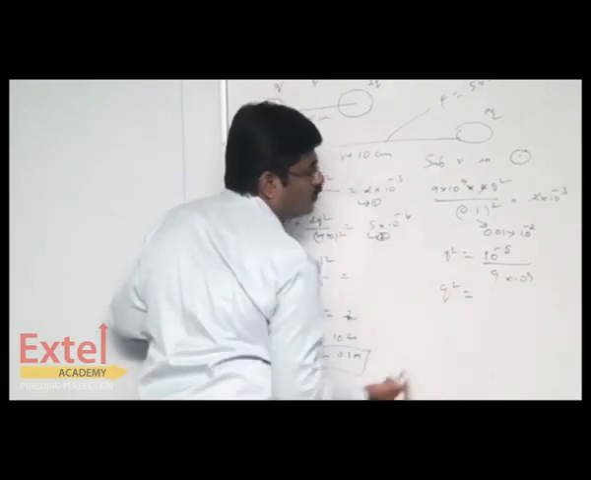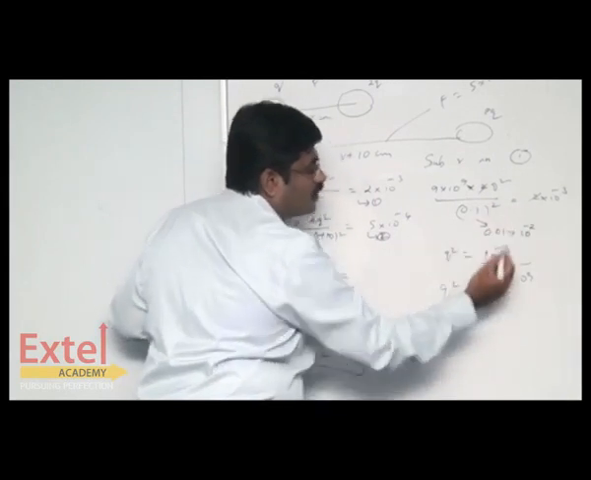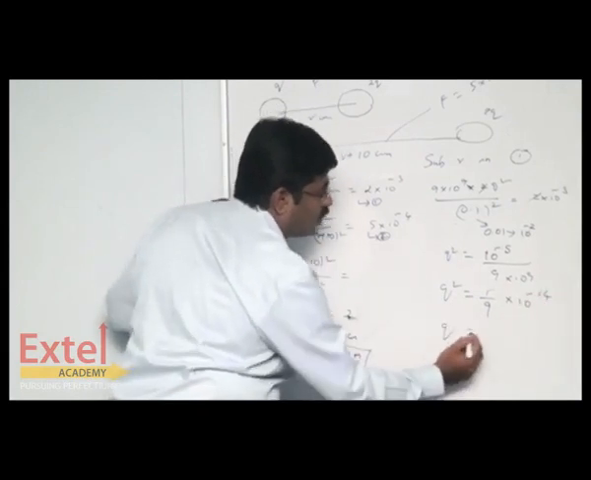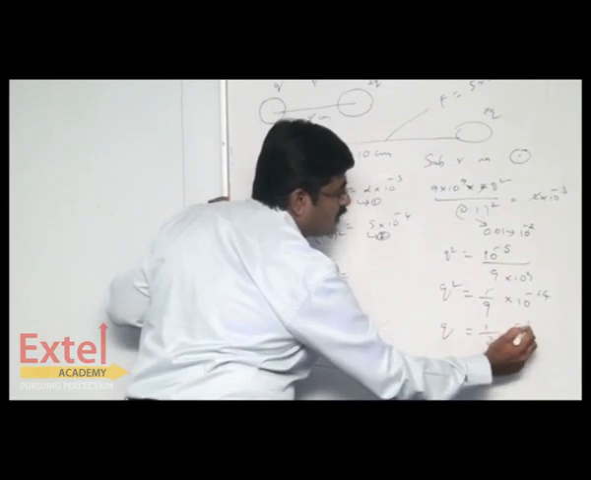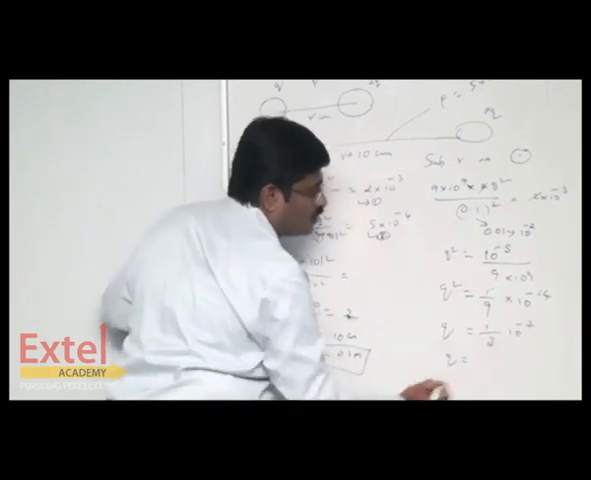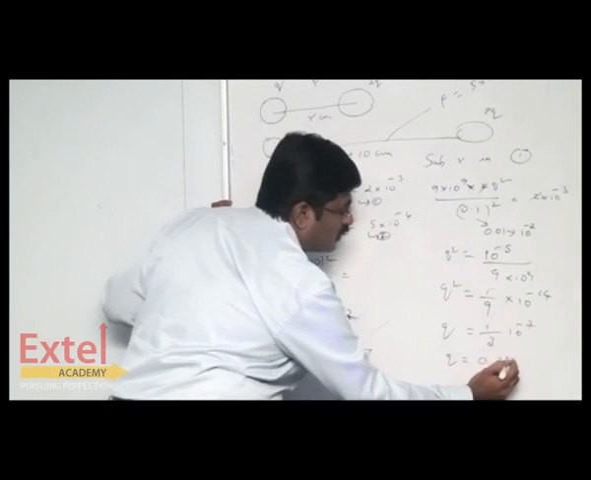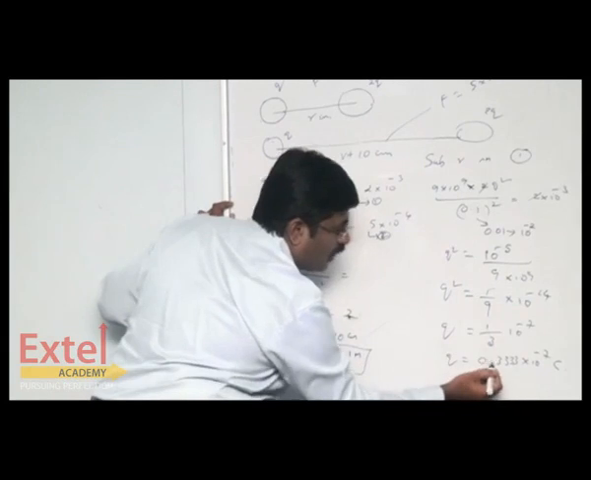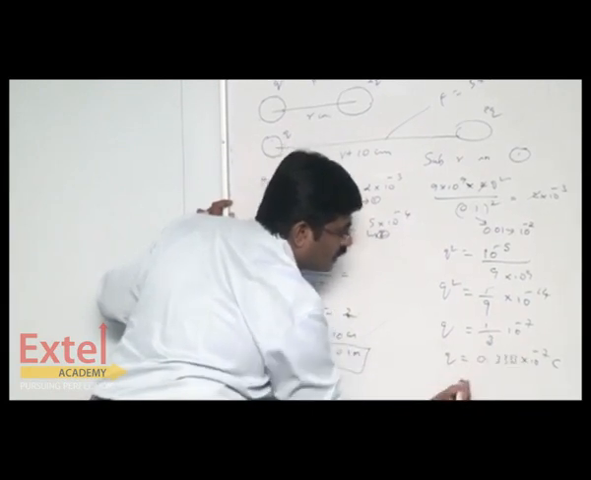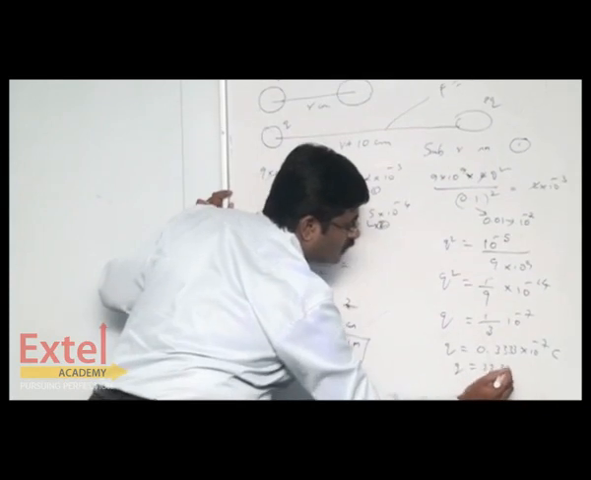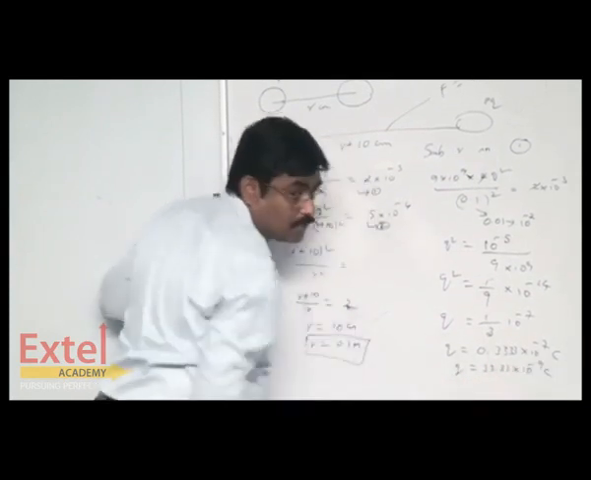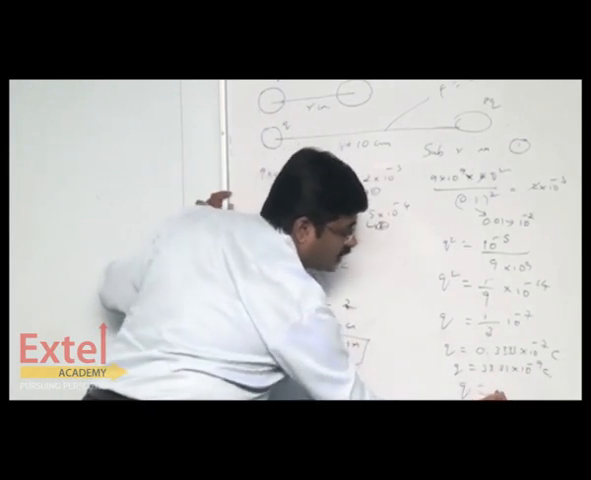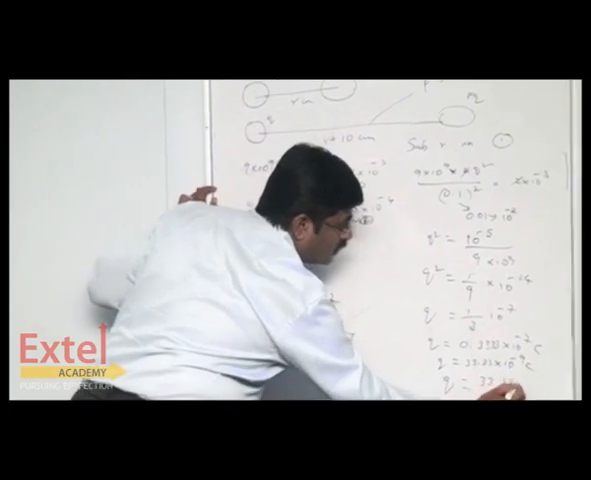So q squared is equal to 1 by 9. This 9 goes on top, 10 to the power minus 14. So when you remove the square, q is equal to 1 by 3 into 10 to the power minus 7. So what is 1 by 3? Q is equal to 0.3333 into 10 to the power minus 7 coulomb. When you move the point 2 digits towards the right hand side, Q can be written as 33.33 into 10 to the power minus 9 coulomb. I hope you are following me. And 10 to the minus 9 can be written as nano, so Q is equal to 33.33 nanocoulomb.